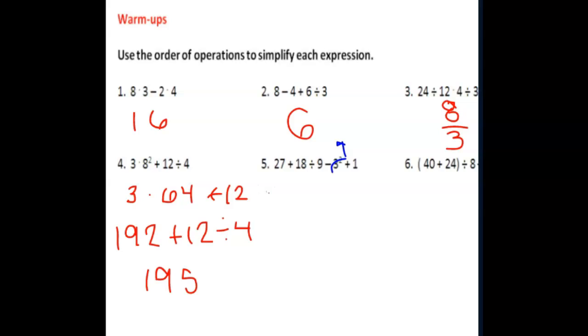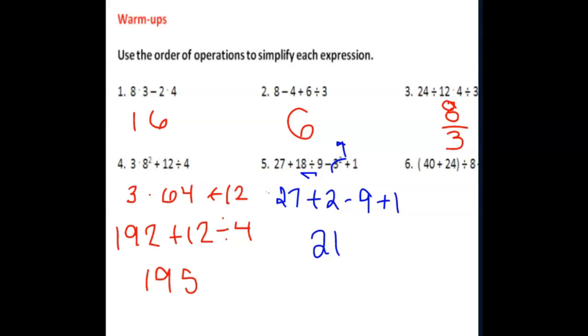27 plus 18 divided by 9 minus, so basically now you have to do your division. So you have 27 plus 2 minus 9 plus 1. And now you're just adding and subtracting across. 27 plus 2 is 29. 29 minus 9 is 20 plus 1 is 21.